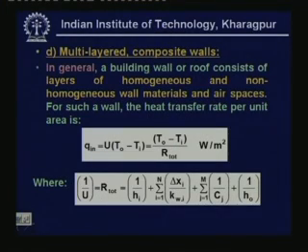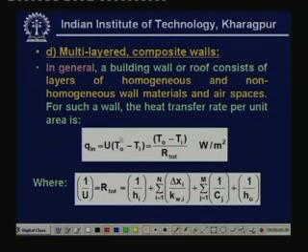So for a composite wall or multi-layered wall, the heat transfer rate per unit area or the heat flux is given by Q subscript in. Okay, so this is equal to overall heat transfer coefficient U into temperature difference across the wall T naught minus Ti. Okay, T naught is the outdoor temperature, Ti is the indoor temperature. Okay, which is equal to (T naught minus Ti) by R total, where R total is the total resistance to heat transfer. So total resistance to heat transfer for a multi-layered composite wall is given by this expression.